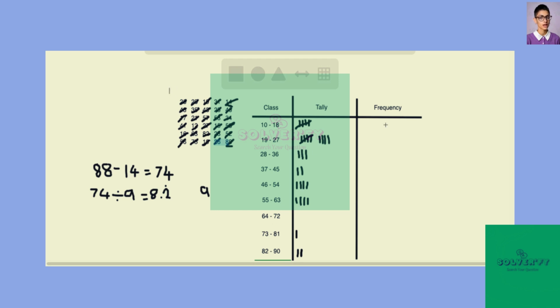So the last thing we need to do is write out our frequency. So just count up your tallies. 3, 2, 4, and remember to include the 0 on the next one. 1, and then that 2. And there you have it. That is your frequency distribution table.